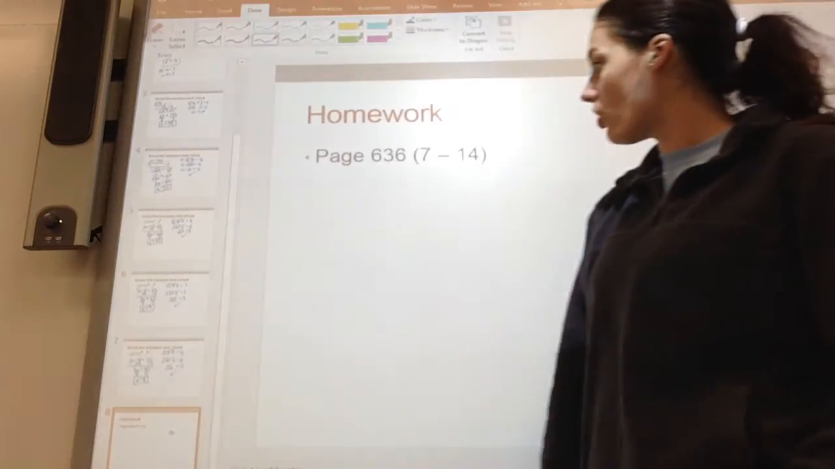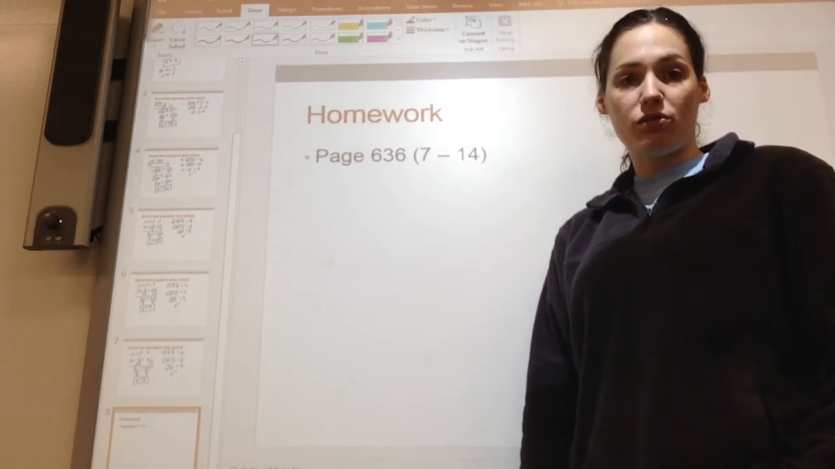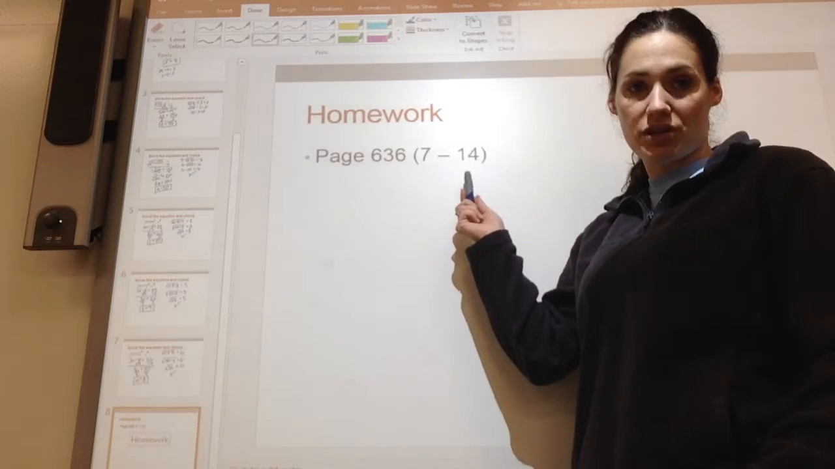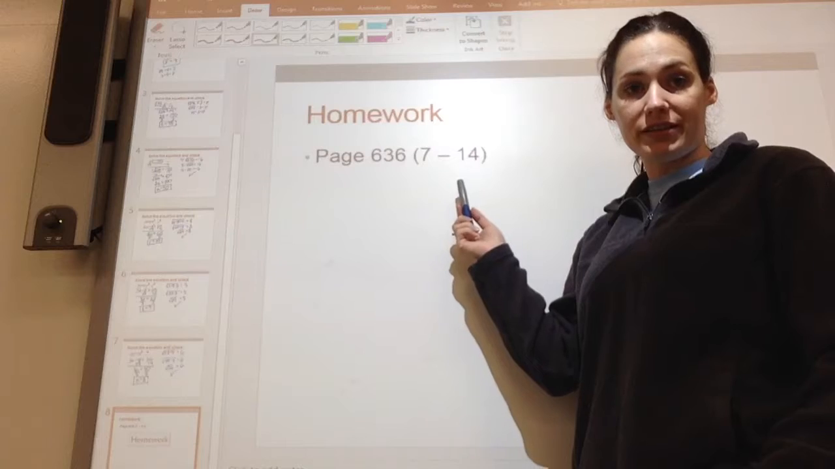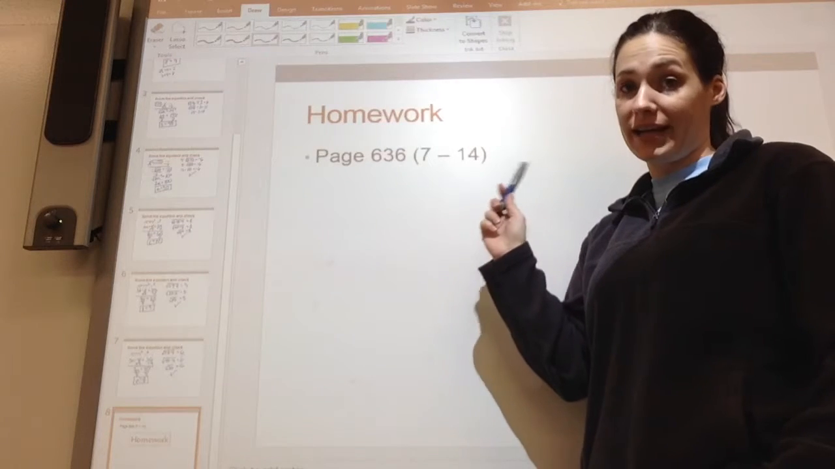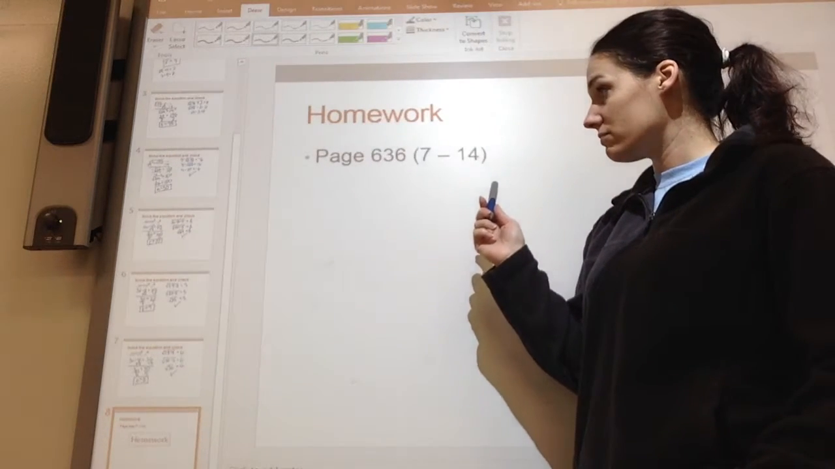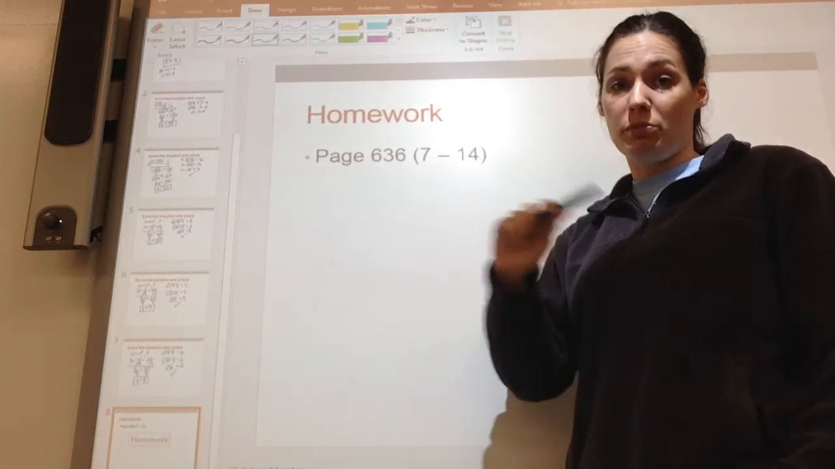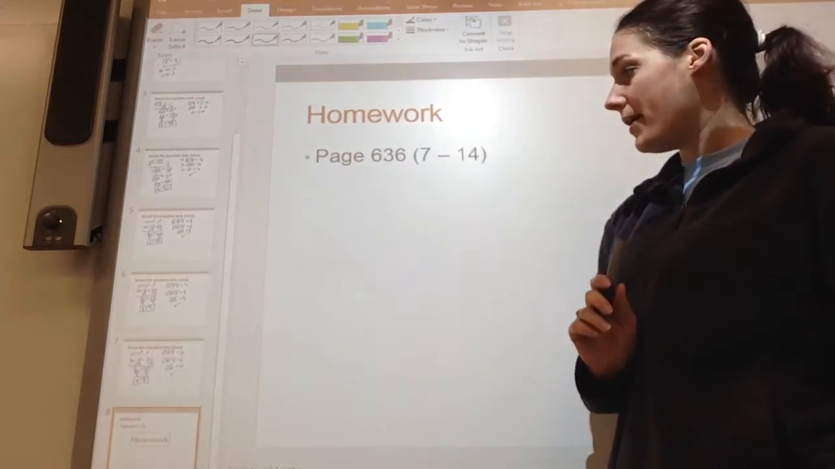Okay, so here's your homework. I want you to do 7 through 14 on page 636. On each one of these, there's 8 total. You need to solve it, and you need to check it. So it's kind of like 16 problems total. Make sure you're doing both parts to that. You will be given it back if you're missing parts of it.